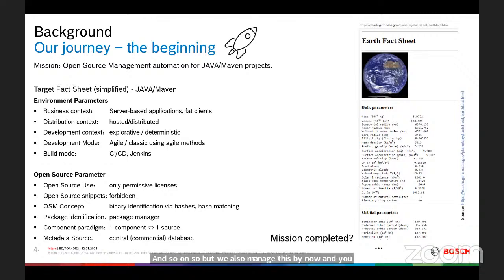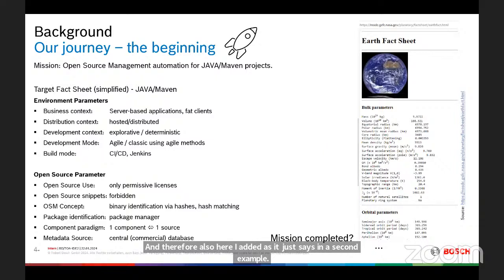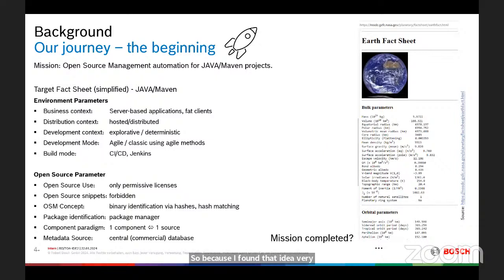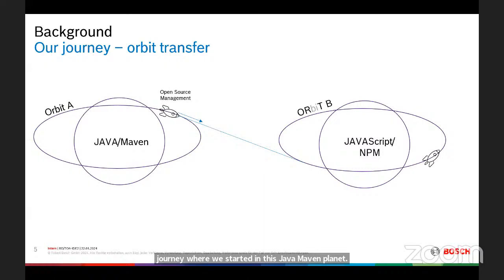But the world is turning, and therefore also here I added just as an example, because I found that idea very nice, to have also these planets. So a fact sheet, right? So what I tried here at the left side is to show you the facts of the beginning of our journey, where we started in this Java Maven planet. And then the mission continued.